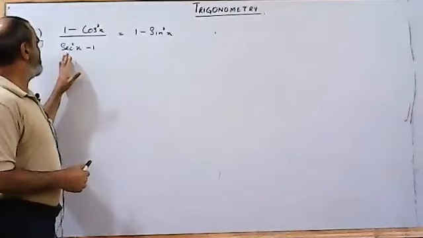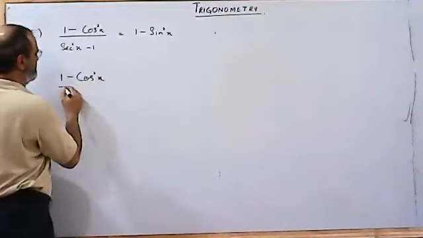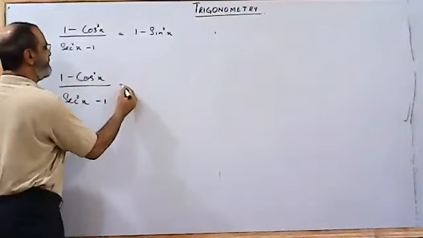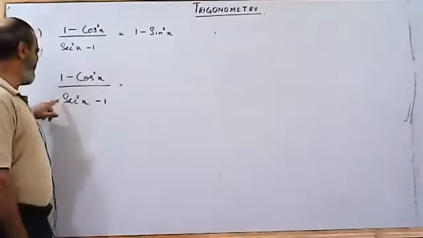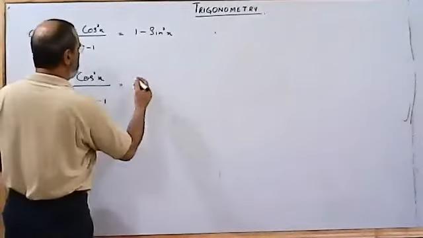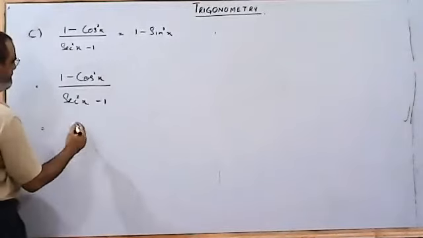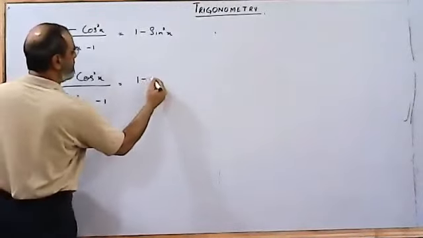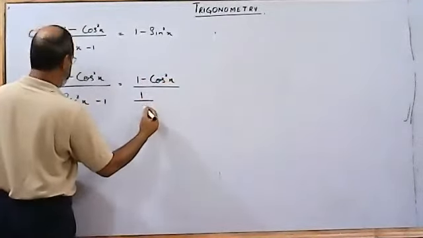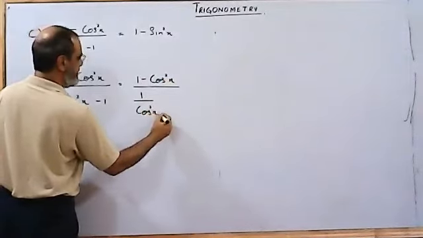As I told you, after selecting the left hand side, the second step is to change all the trigonometric functions into sine or cos. I'm not going to change this cos, I'm going to change secant square into 1 over cos square. So it will be 1 minus cos square x over, secant is changed into its reciprocal, 1 over cos square x minus 1.